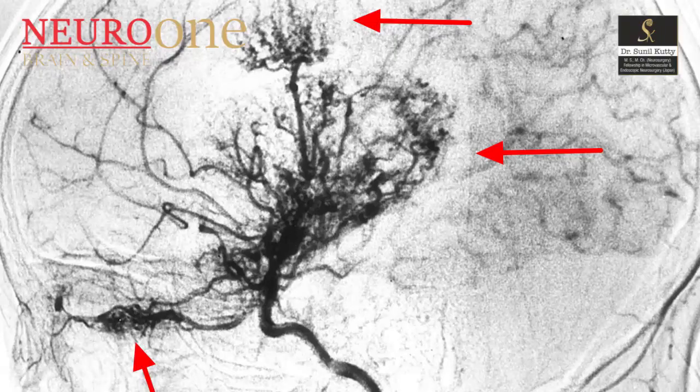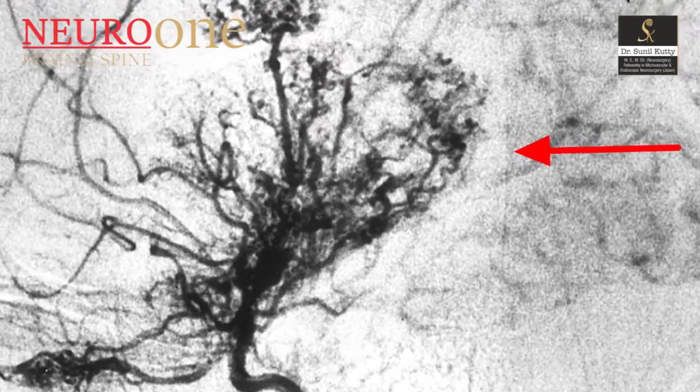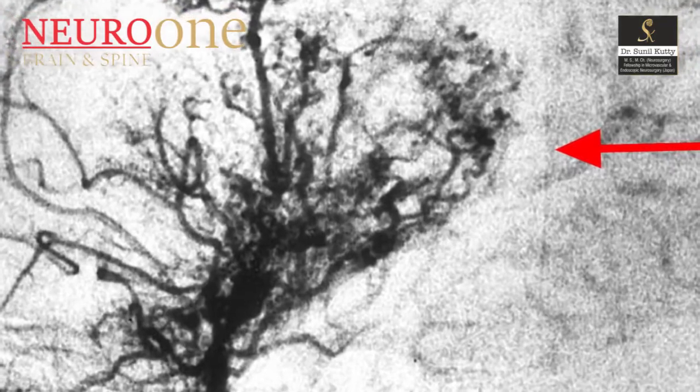Moyamoya is a Japanese word which suggests a puff of smoke. Yes, a puff of smoke. It's a word which easily conjures that image. The angiogram of a patient who suffers from Moyamoya disease typically shows the puff of smoke appearance. Now, if you just know that bit, you'll know the pathology of the disease.